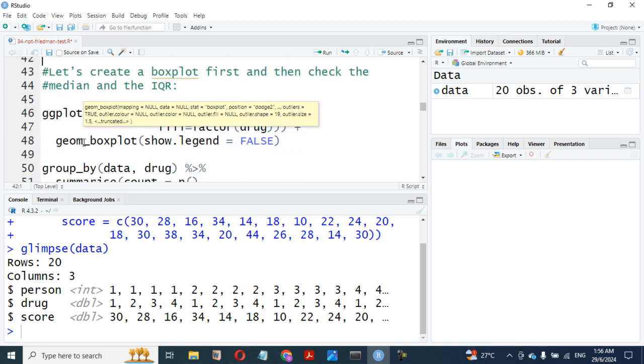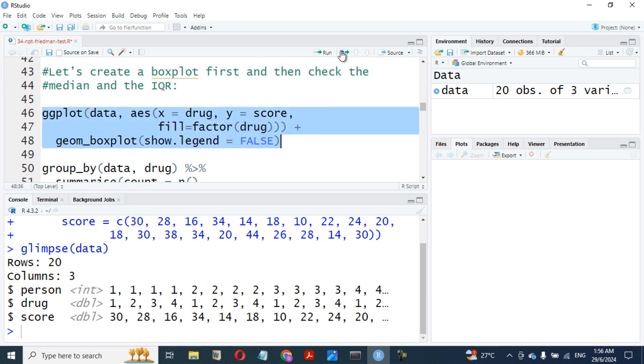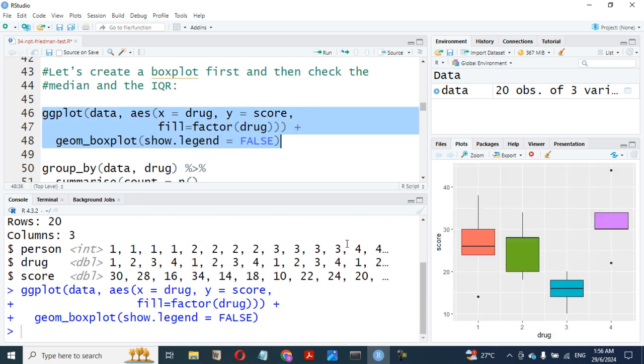So let's create a box plot now and see the structure of the data. We have drug 1 to 4. This is a categorical variable, even though it's not categorized in our table here. You can just factor it ourselves, which I did here. You can see I factored drug here.